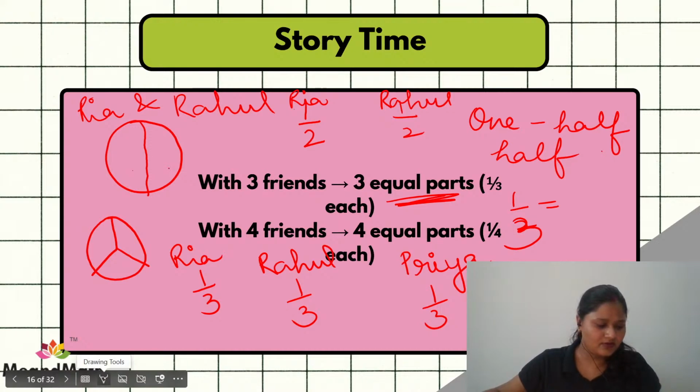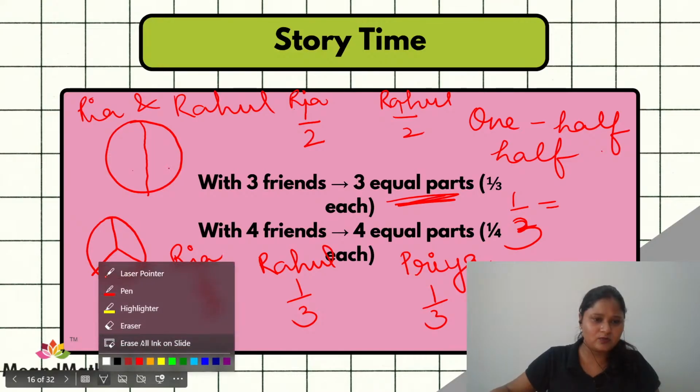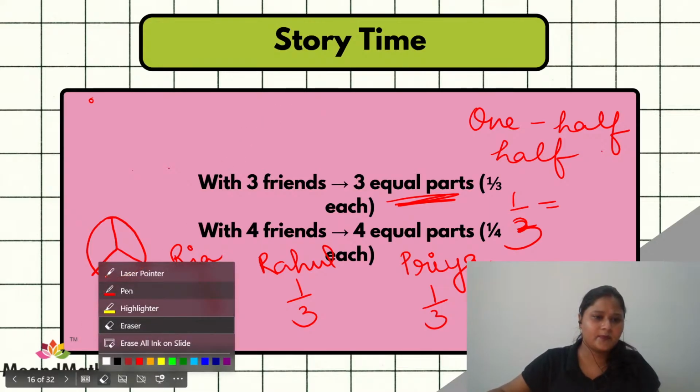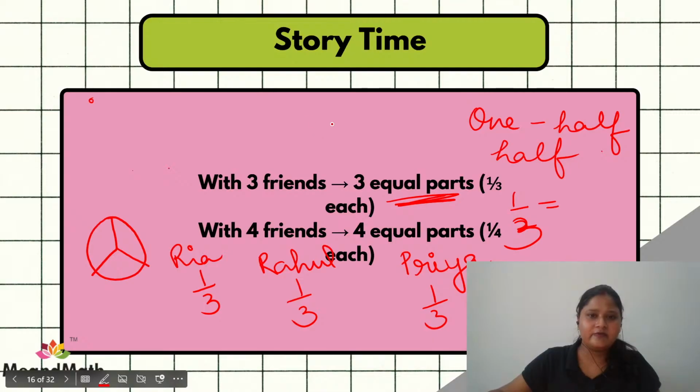Come on, give me, write your answer in the comment section how you can write 1 by 3 in words. Come on, in words. 1 by 3 or 1 upon 3 in words. Okay, yes. One third. You can write it as one third.